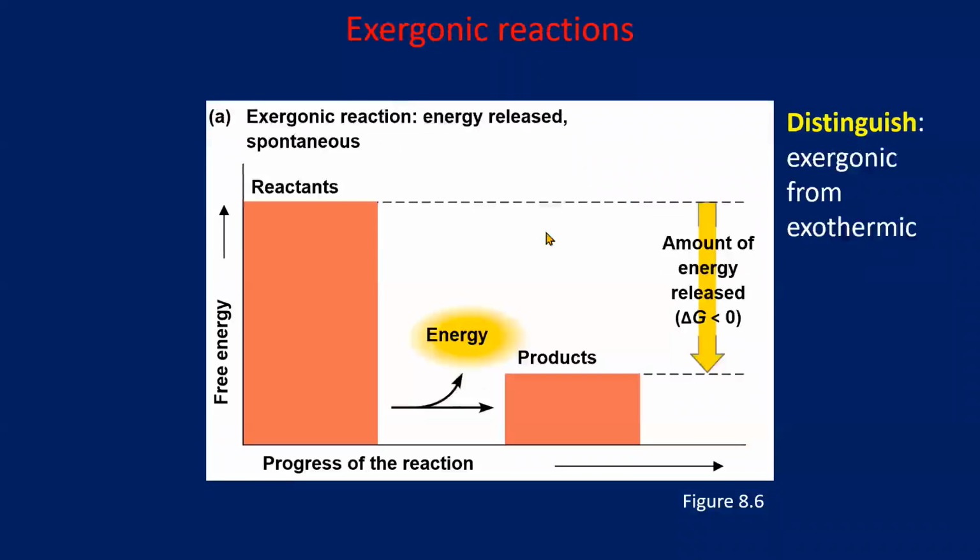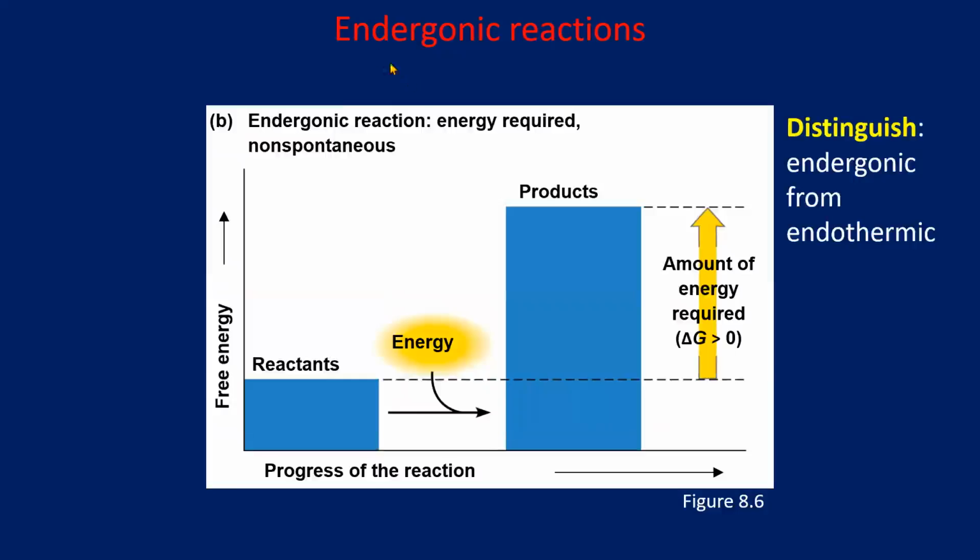So again, the terms are very similar to exothermic and endothermic, but they are a little different. An exergonic reaction is a process in which you release energy and it's spontaneous. And the other one, an endergonic reaction, is a process in which energy is required in order to make the product, and it is non-spontaneous.